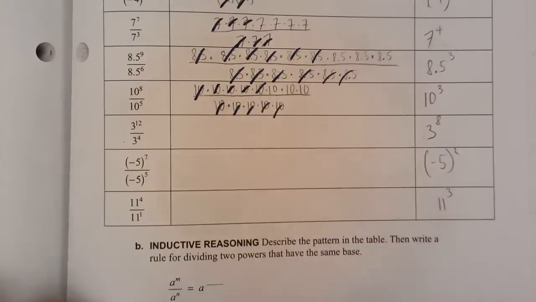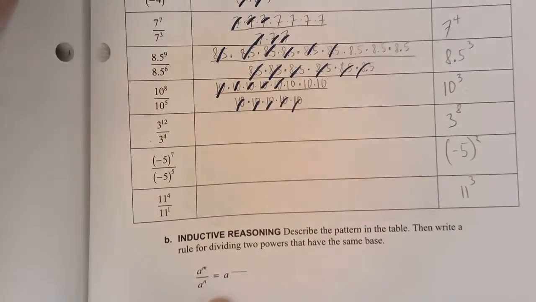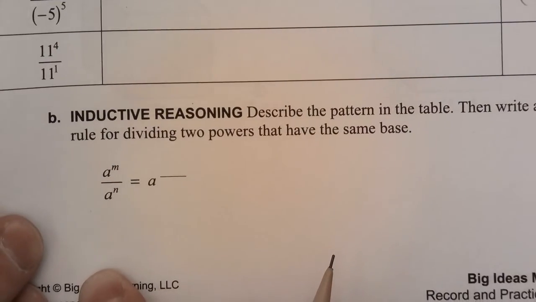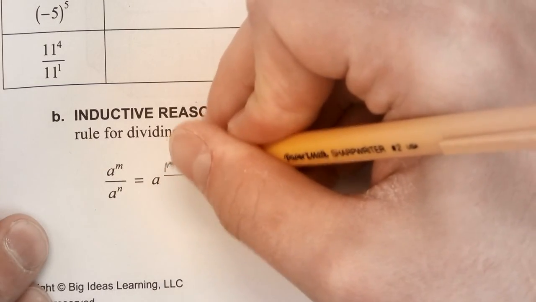And then those of us that want to write our rule down here, if I'm dividing powers with a common base, then I am going to subtract the exponents. So this a to the m divided by a to the n is a to the m minus n. Okay, thanks for playing.